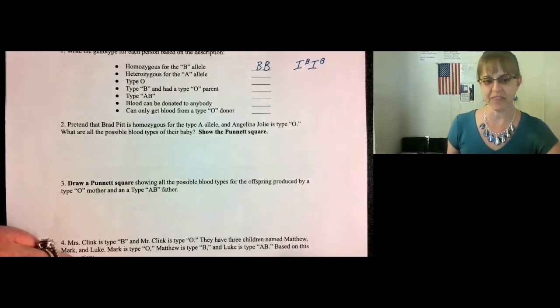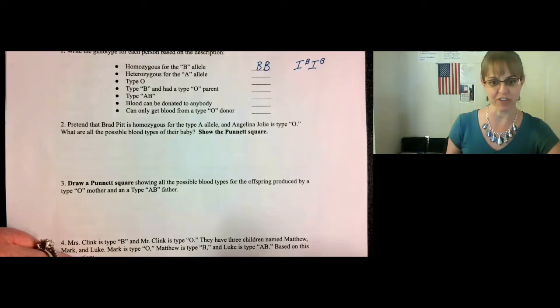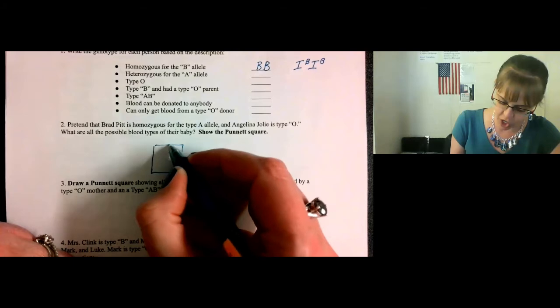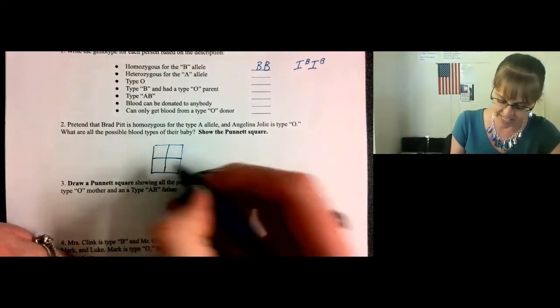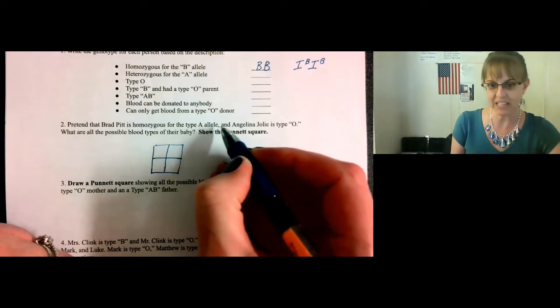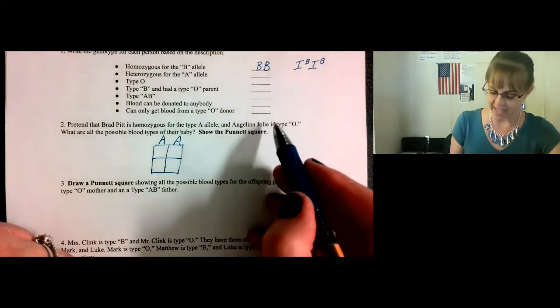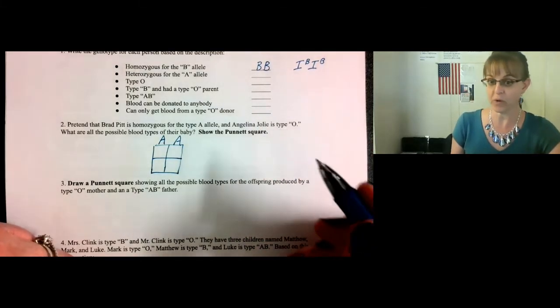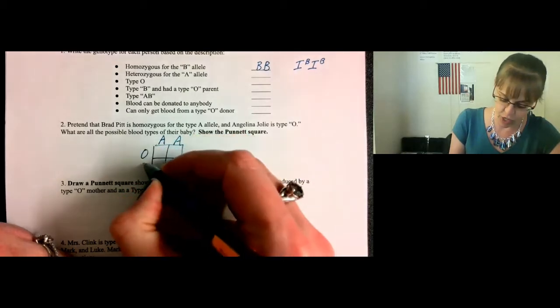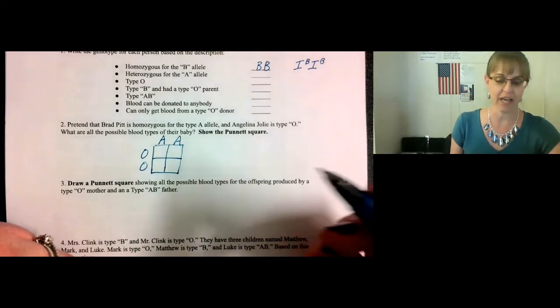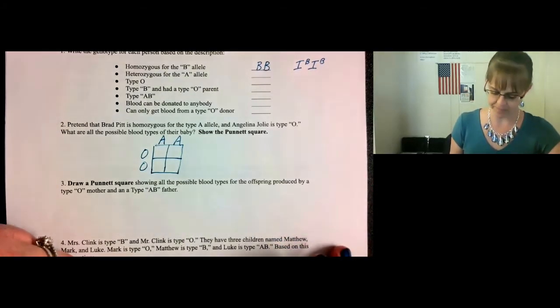For number 2, pretend that Brad Pitt is homozygous for the type A allele and Angelina Jolie is type O. What are all the possible blood types for their baby? Show the Punnett square. If Brad Pitt is homozygous, that means the same, and he has the type A allele, that means he has 2 of the type A alleles. Angelina Jolie is type O. There's only one way to be a type O. It's to have 2 of the recessive O alleles. Now just do your cross and you can predict the blood types of their baby.